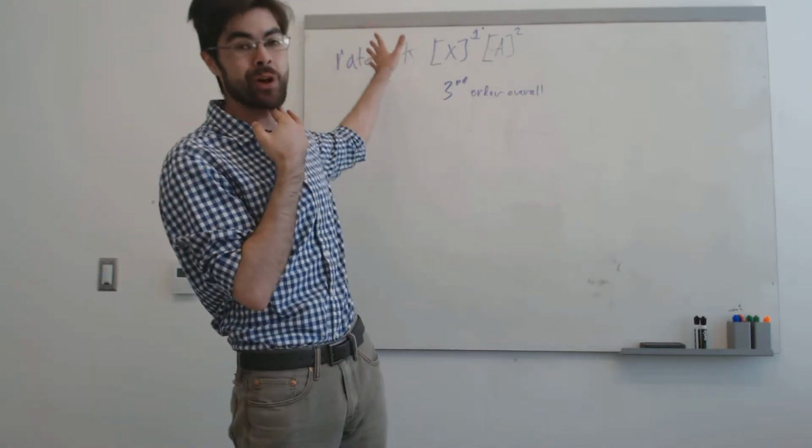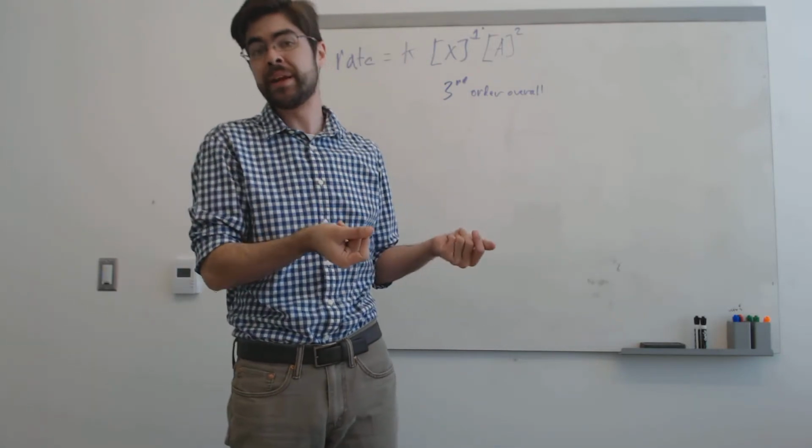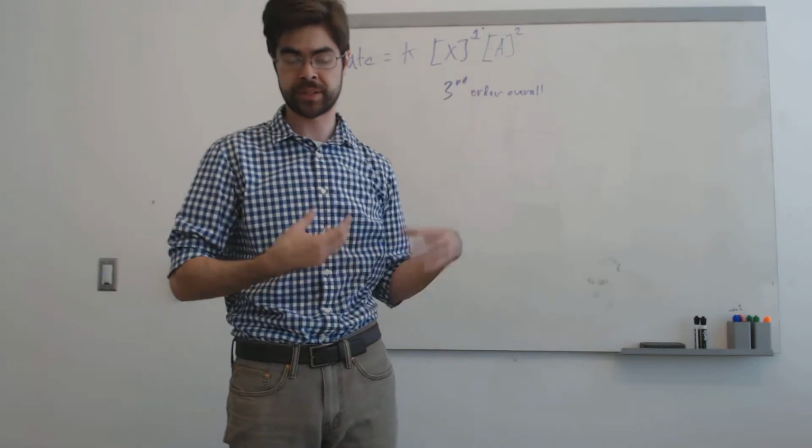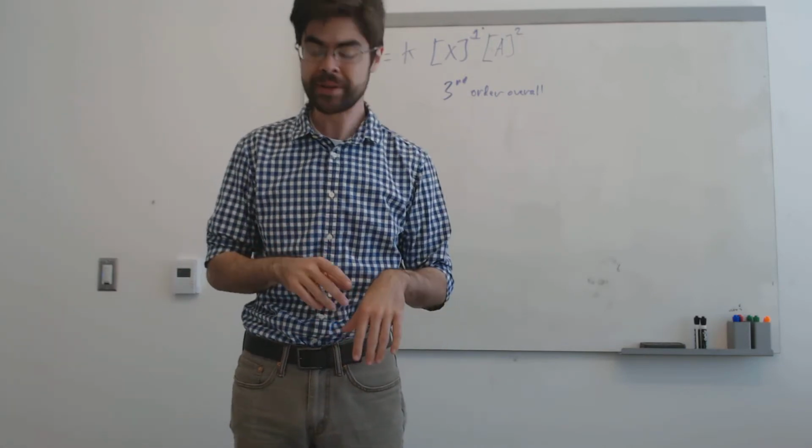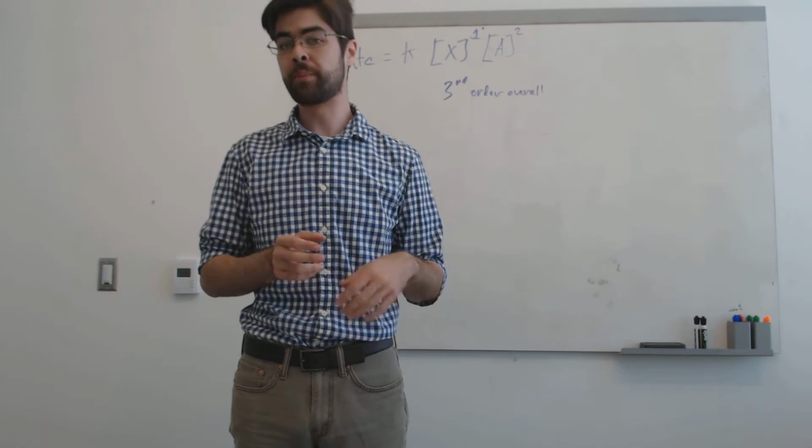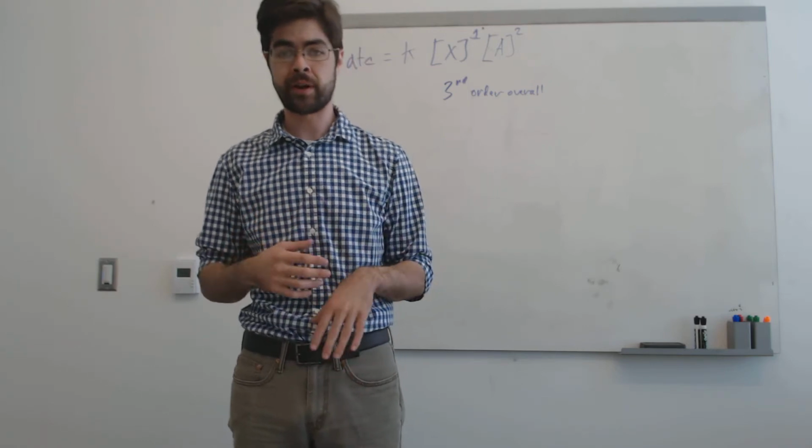If I give you the rate law, then you can identify the order immediately just by looking at the exponents. That's the quickest way to do it. If you don't have the rate law, or better yet, you need to figure out what the rate law is.